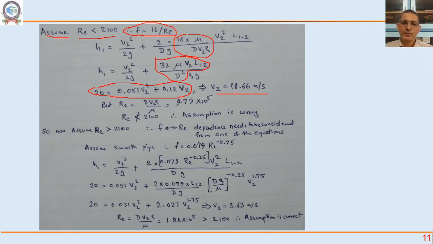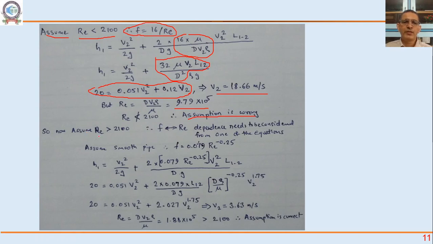But is this right? Well, let's check. Let's calculate the Reynolds number again. It will be D V2 rho by mu. You will find that the Reynolds number is 9.79 into 10 raised to 5. This Reynolds number is not less than 2100. So our assumption is wrong. Friction factor is not 16 by Re.